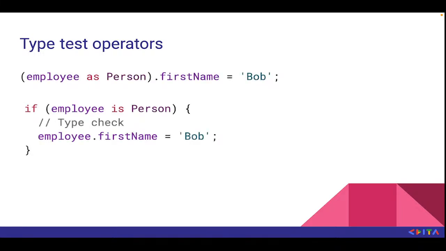And now in Dart, we also have multiple type operators. When you want to cast something as another object, you use as. And if you want to test that an object is of some kind of type, you use is, or exclamation point is for is not.